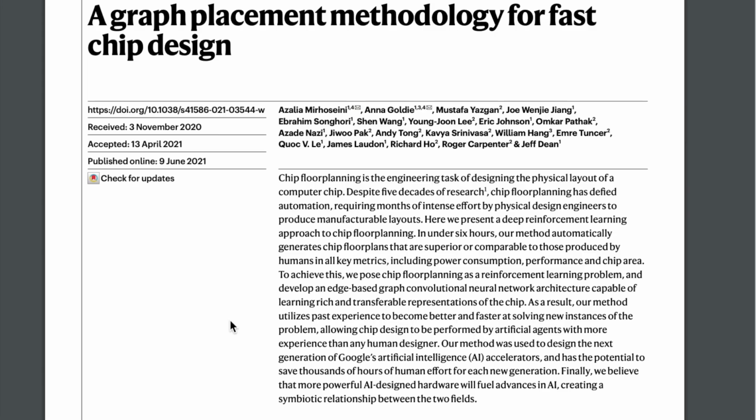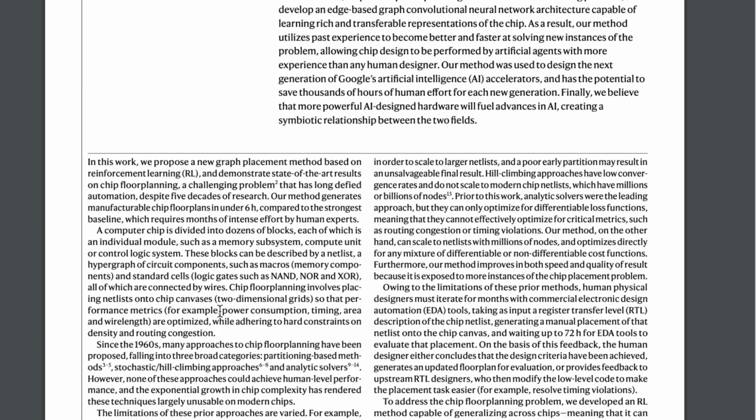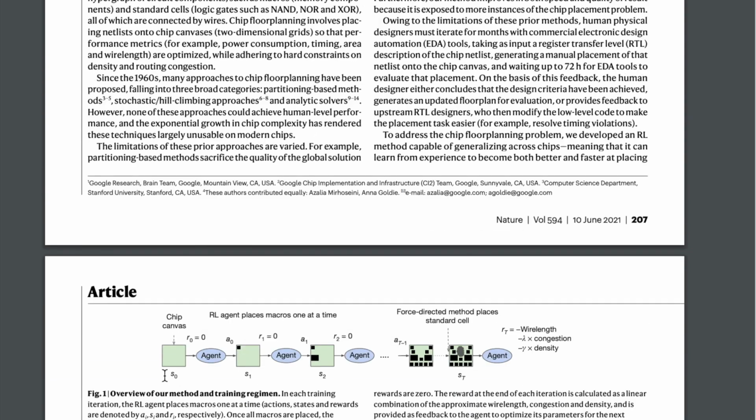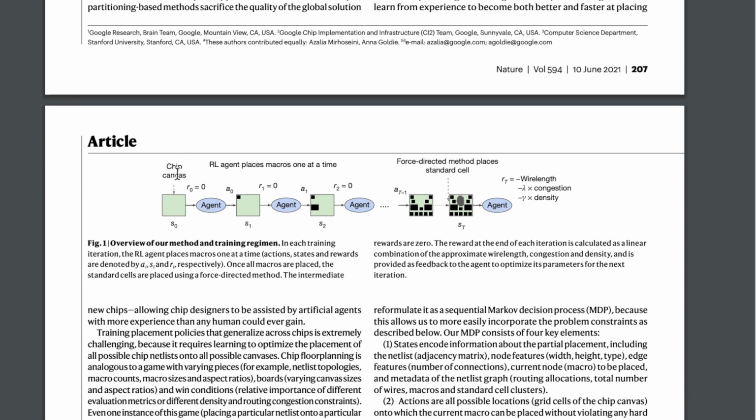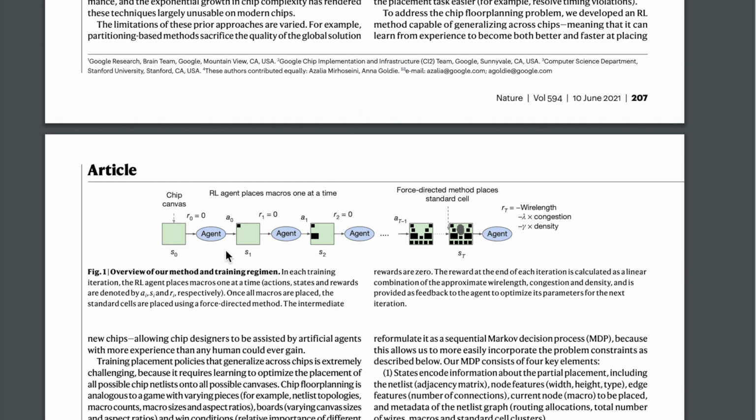So the headline breakthrough in AI this week is a graph placement methodology for fast chip design using reinforcement learning and graph neural networks in order to solve this task of chip placement. So I'm not going to comment too much. I haven't read the paper and I don't really understand this problem of chip placement, but it's very interesting to see this idea of using machine learning, deep learning to optimize the design of the chips that then do deep learning.